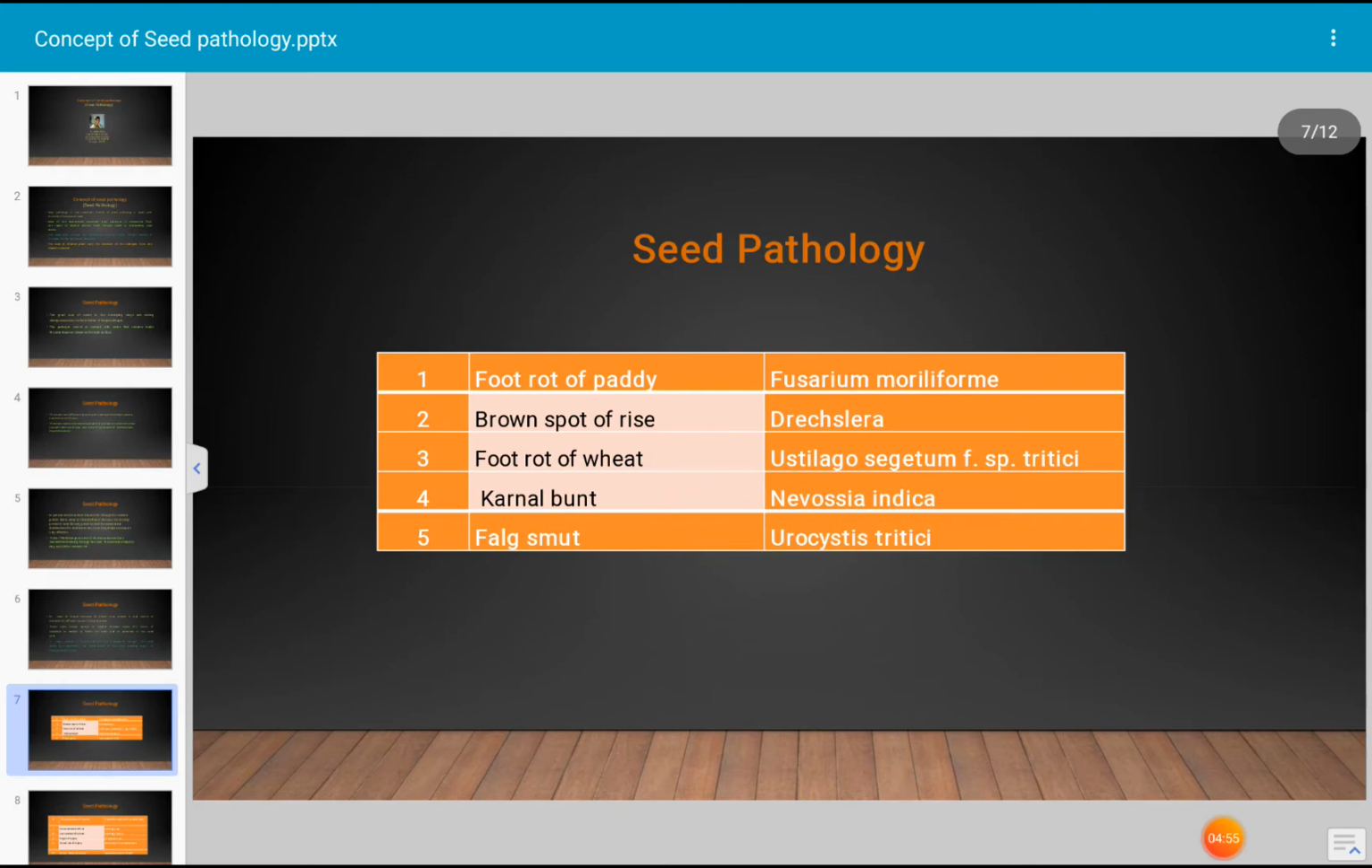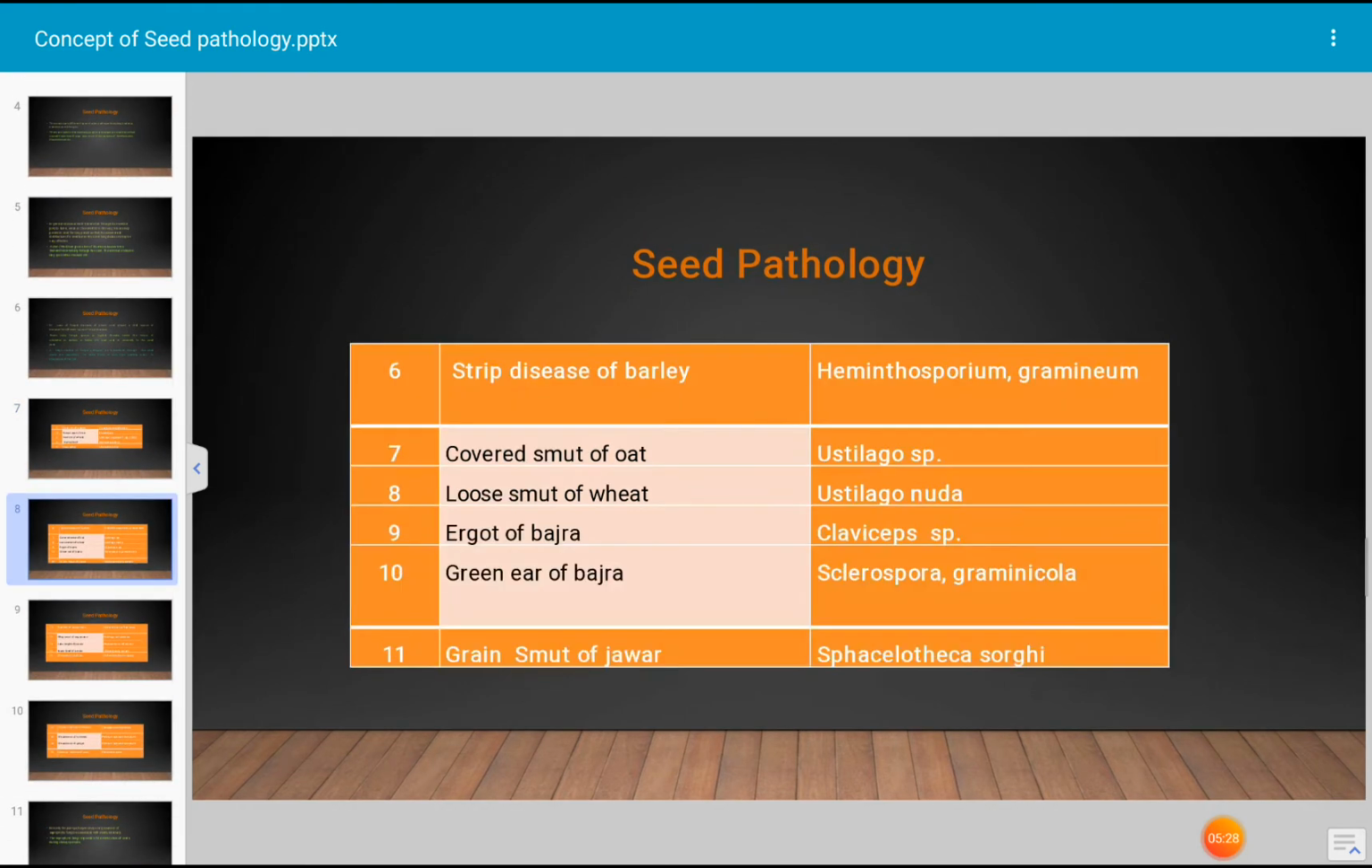The pathogen which is carried through the seed causes a disease, and a list is given here. Foot rot disease of paddy is caused by Fusarium moniliforme, which is carried through seed. Brown spot of rice is caused by Drechslera. Foot rot disease of wheat, Ustilago segetum. Kernel bunt disease, Neovossia indica. Flag smut, Urocystis tritici. All these diseases are carried through the seeds.